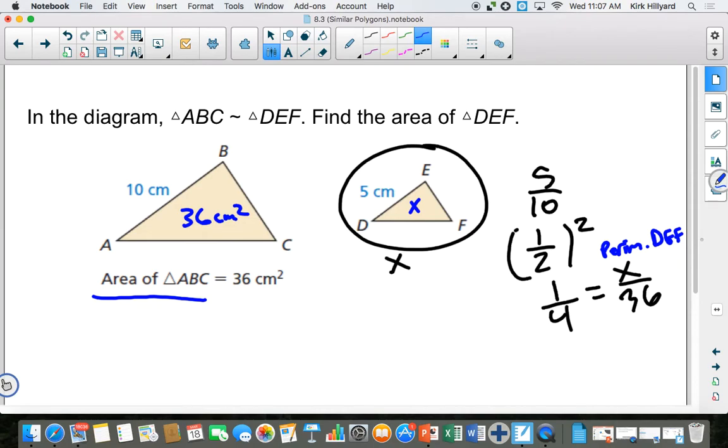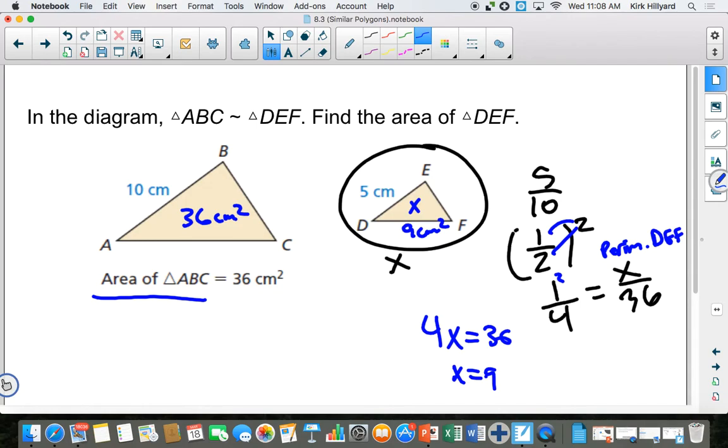This one is 36. So we have 1/2 squared. 1 squared is 1. 2 squared is 4. So when you have that squared, you have to do it to both the top and the bottom. So that gives us 1/4 equals x over 36. And we can cross multiply. So 4x is equal to 36. So x is equal to 9. So the area of this one is going to be 9 centimeters squared. And this one is 36, which makes sense. It doesn't correspond directly to the side lengths, but it is proportionate as the area is squared.